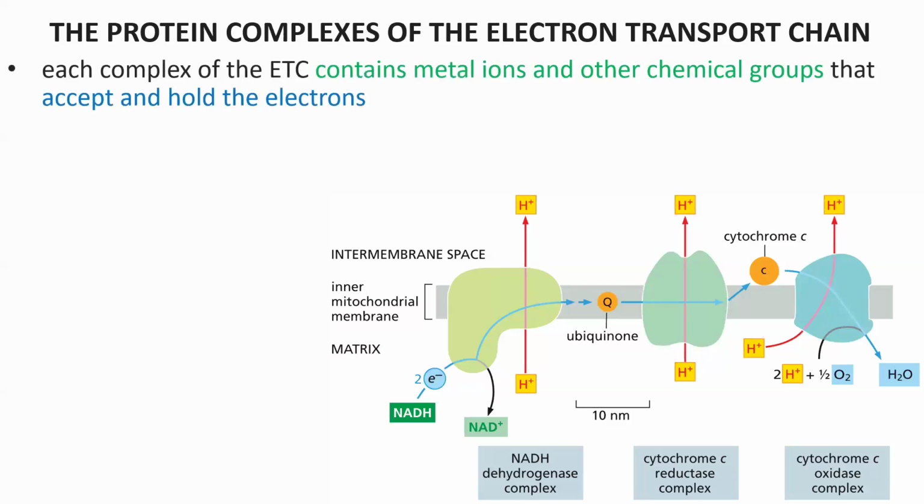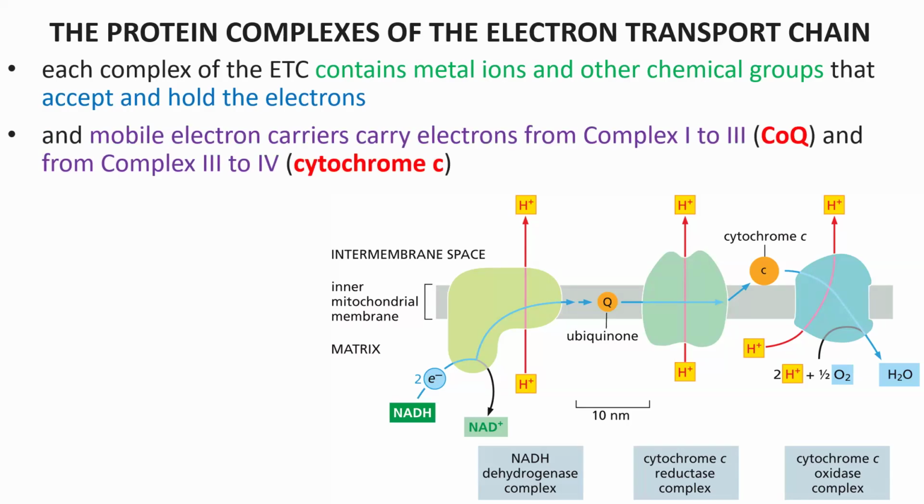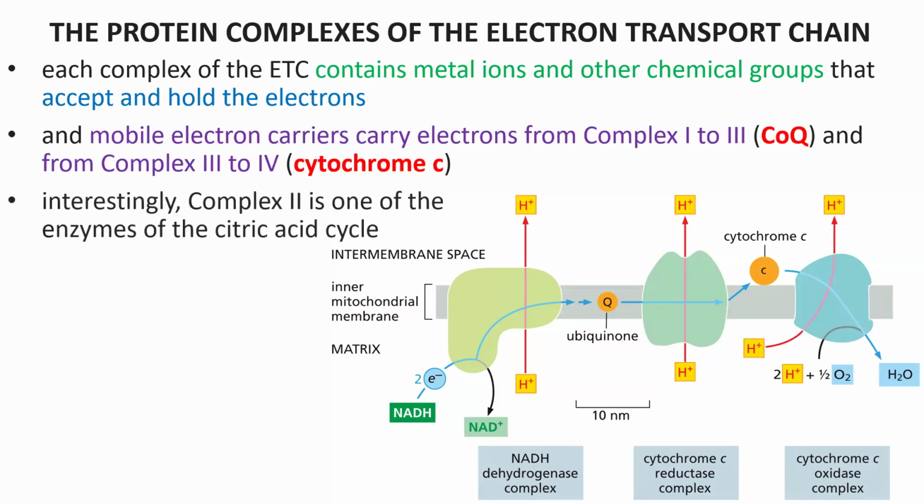Each complex of the electron transport chain contains metal ions and other chemical groups such as iron-sulfur clusters. Well, those contain metal because they're iron-sulfur clusters. But they contain metal ions and other chemical groups that can be oxidized and reduced, that accept and hold electrons. And there are also mobile electron carriers that shuttle between the complexes. So CoQ, or quinone, shuttles electrons from complex 1 to complex 3, and cytochrome C, which we've already heard about in the formal names of these complexes, is the mobile shuttle that carries electrons from complex 3 to complex 4.